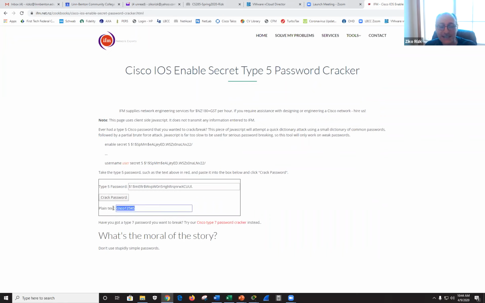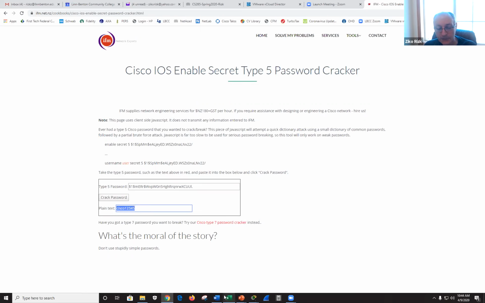And that's because it's an easy password to guess, everybody. It's not because it's an equally as poor of a hashing algorithm. It's because the password is just too easy. Cisco 12345, that's a very easy password. And this is the importance. We didn't even get to the hard way of cracking a password.